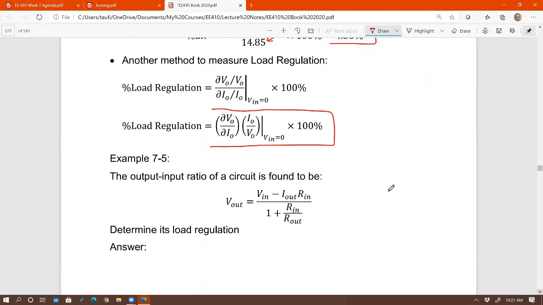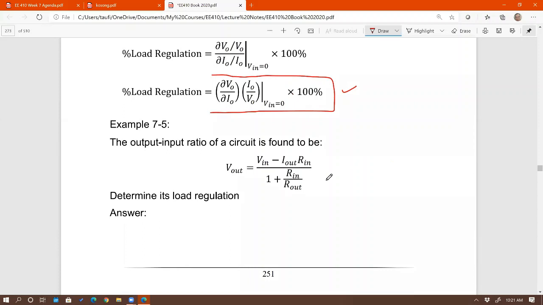Let's take a look at how we apply this equation to another circuit. Well, I don't know if this is another circuit. Maybe you know this as well. The output-input ratio of a circuit is found to be this equation right there. Have you seen this equation before? Where is that coming from? Any guess?